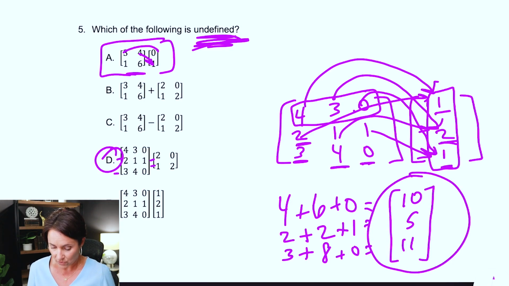That would be the answer there. But we're looking for the undefined. I'm just showing you in this question that you can do different things like that. All right. So that's how you multiply.